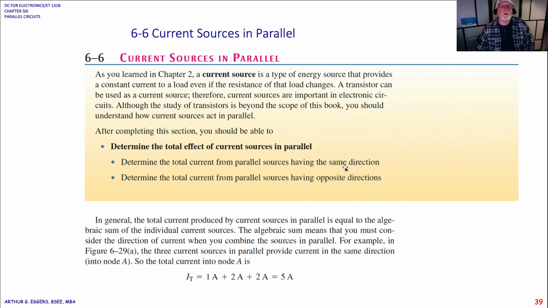So when we come back, we're going to look at sources in parallel and how we treat them in a parallel circuit.